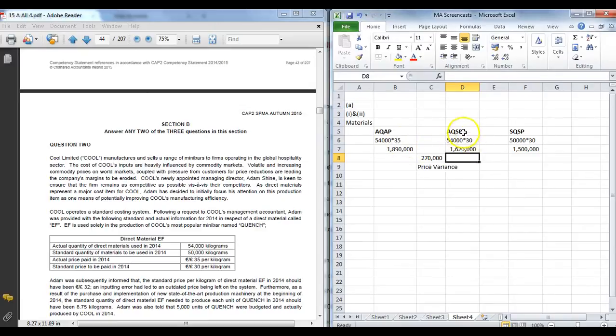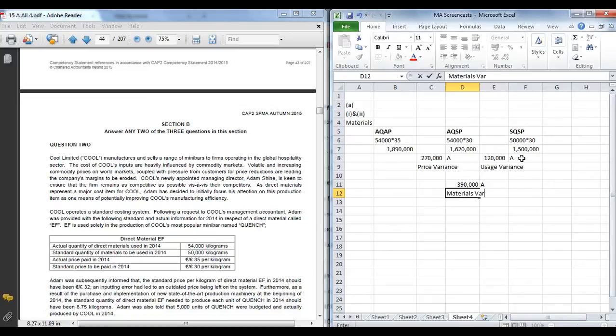In this case, at the standard price we would have expected costing 1.62 million, using the actual price, 1.89. We expected to cost 30, it cost 35, so it must be adverse. So 270,000 adverse for your material price variance. The difference here for material usage is 120,000, that's the usage variance. And again, we expected to use 50,000, we actually used 54,000 kilograms, therefore that's going to be adverse as well. So the total materials variance is 390,000 adverse.